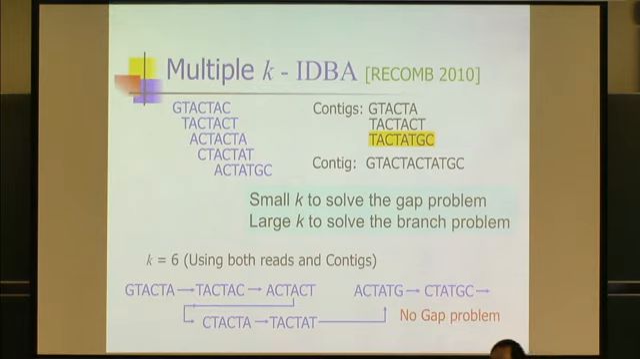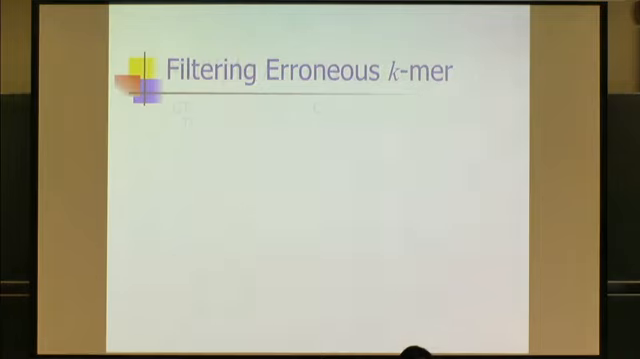And we expect that our IDBA will have longer contigs. So we can have the large k to solve the branch problem. So we expect that we have longer contigs in this way.